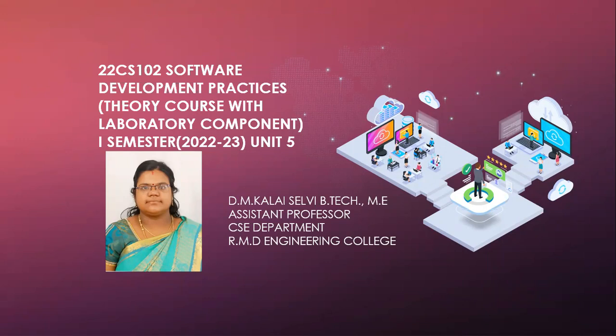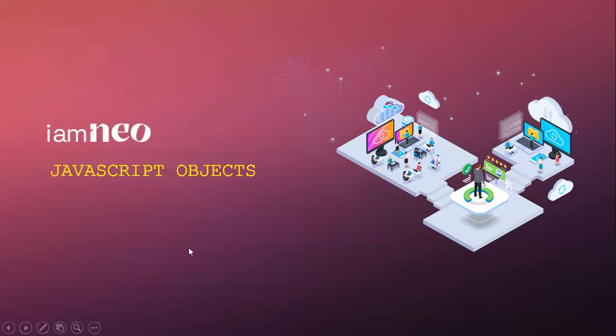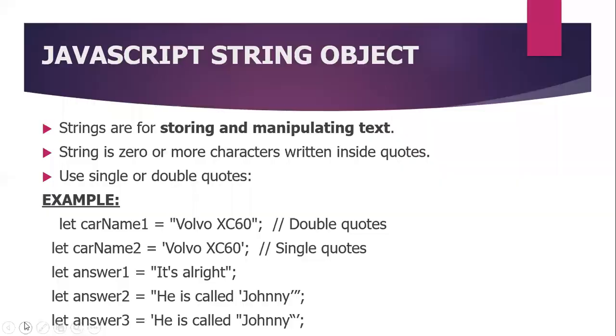Subject code is 22CS102. Subject title is Software Development Practices, Theory course with Laboratory Component. First semester 2022 to 23, Unit 5. The technical support is given by IMU Company. Unit 5 title is JavaScript Objects.